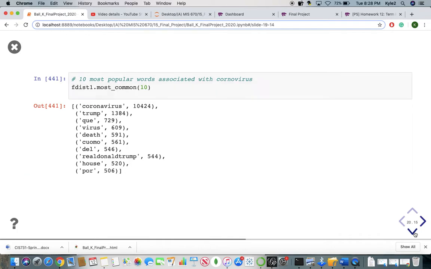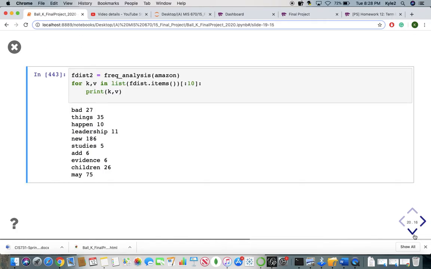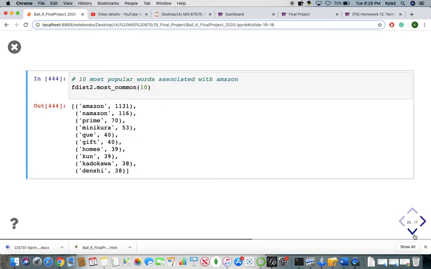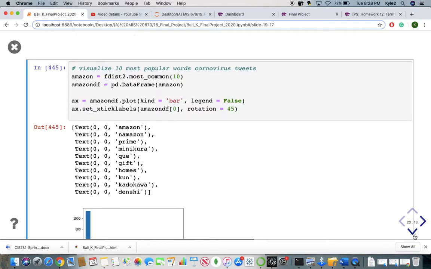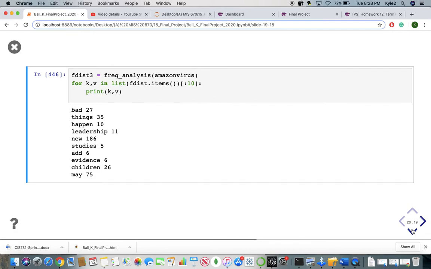What words showed up when we were just talking about the coronavirus? These were the words that came up the most. So Trump came up quite a bit, but also the virus did too, but it makes sense. Then looking at just Amazon, Prime came up, gift, homes, all these popular terms came up when it came to Amazon, which is good for Amazon. I mean, at least it's not more negative sentiment towards them.